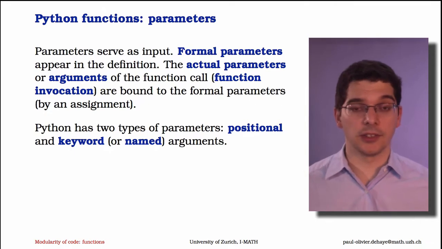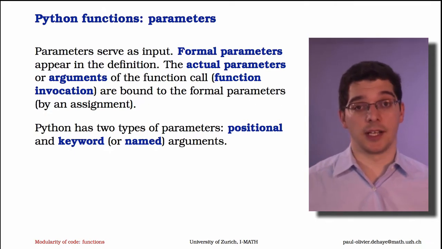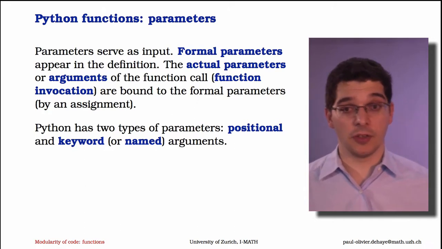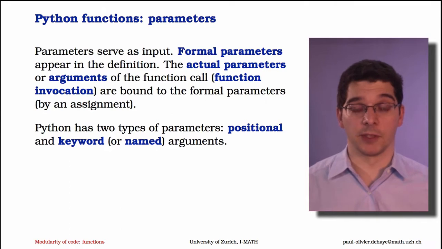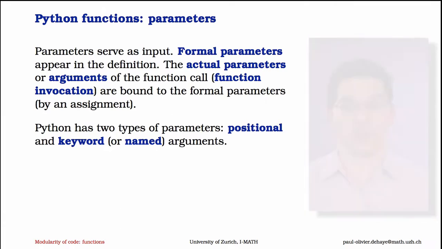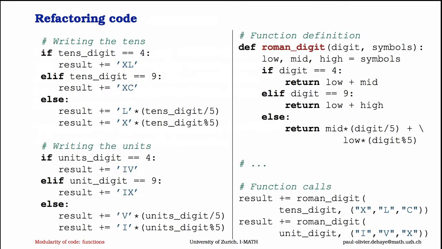And there are still different ways of specifying parameters at the time of definition and then at the time of call. Python has two types of those: positional and keyword or named arguments. And you will see that positional arguments can be understood as a list, while the keyword arguments can be understood as a dictionary. So let's see an actual example of a refactoring of code that is done through functions.